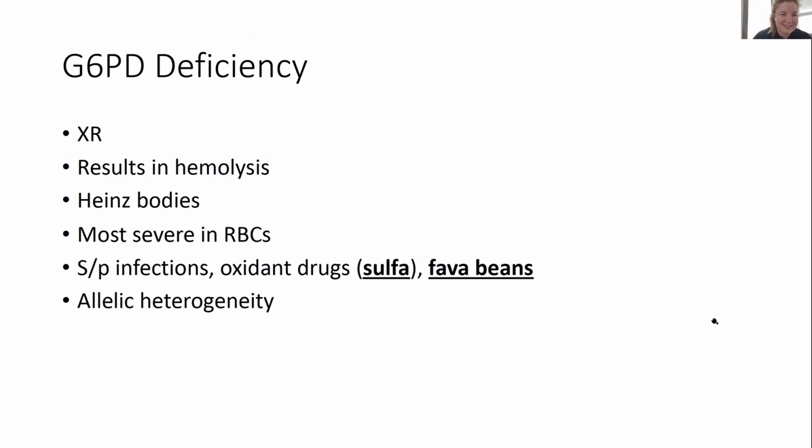Okay, and then infections. Fava beans is a huge one that we haven't mentioned yet, but they'll probably say they ate some fava beans. And then allelic heterogeneity, they can always throw that in if they talk about a genetic concept with respect to any sort of pathology.